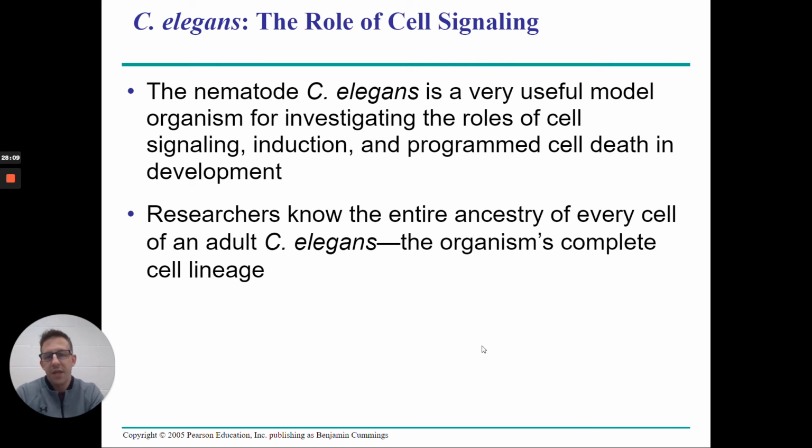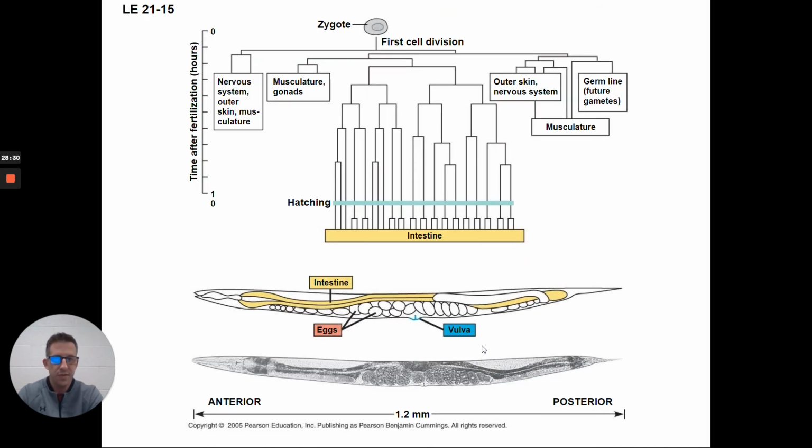Okay, so let's talk a little bit about the nematode. We're going to get off of fruit flies, which was a very basic, scratch-the-surface discussion of how they set up their body plans. We're going to talk about another famous research creature called C. elegans, which is known as the nematode.